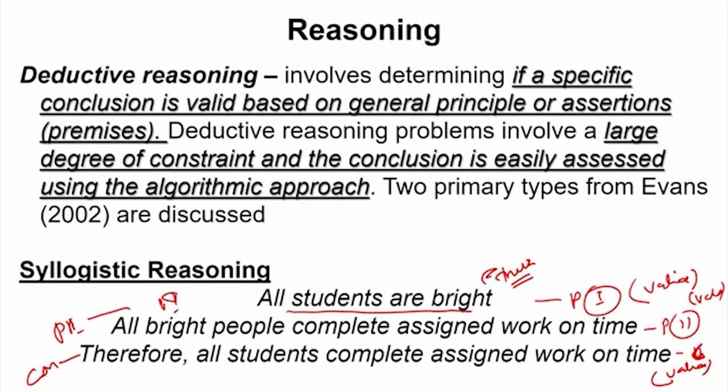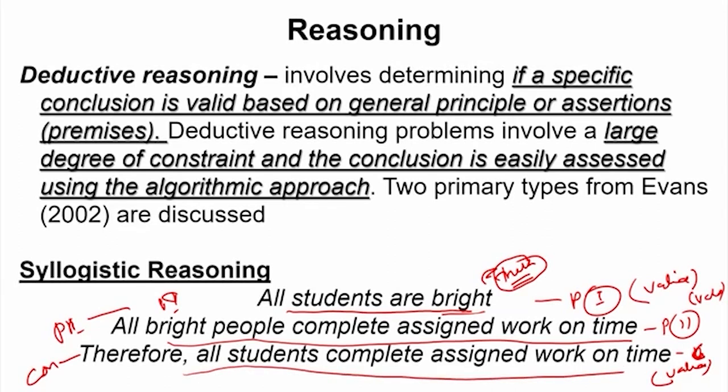So, the fact is that in deductive reasoning, we never look at the truth conditions, we always look at the validity. And so, all students are bright is a valid statement, right? Similarly, all bright people complete assignments on work may not be true, but it is valid. And since both the premises are valid, we try to engage in a conclusion which says that all students complete assignments on work. What we want to check is whether this conclusion comes from these two statements, and in this case, it does. Right? And so, that is what syllogistic reasoning is.